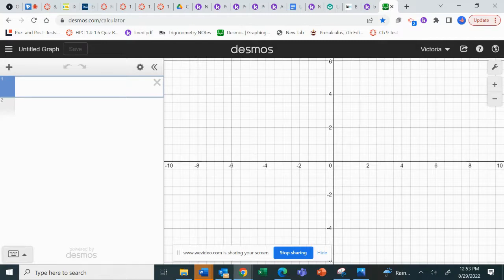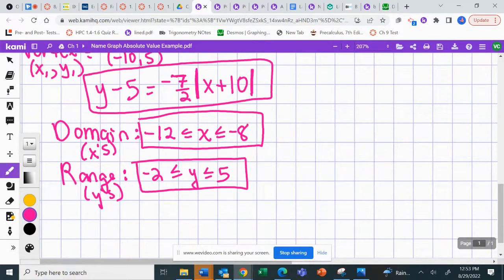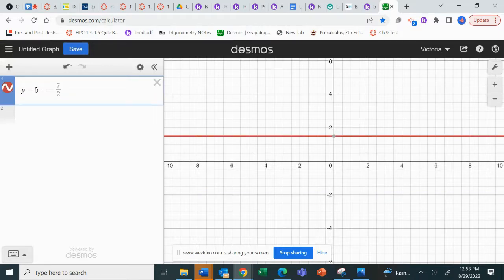We're going to type in the equation that we just found for that pink V. y - 5 = -7|x + 10|. Let's see if I can remember it. y - 5 equals, I type in -7, then I do the backslash, and it automatically makes it into a fraction for me. It's very user-friendly.